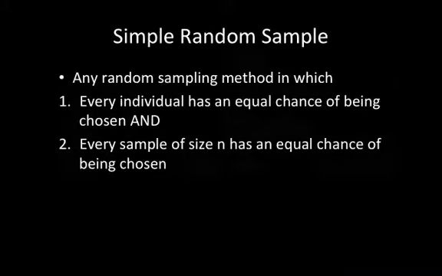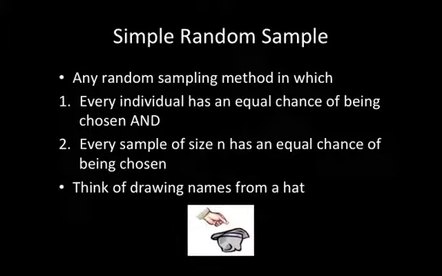A simple random sample is what we would do in an ideal world most of the time, unless there's a little bit of tweaking that can be done, which we'll talk about in a second, to optimize which types of groups we get. But a simple random sample is any random sampling method in which every individual has an equal chance of being chosen, and every sample of size n has an equal chance of being chosen. So think of drawing names from a hat. That's the quintessential random sample. You write the name or some sort of serial number or identification sequence for each individual in the population on identical pieces of paper. They all get put into a big hat.